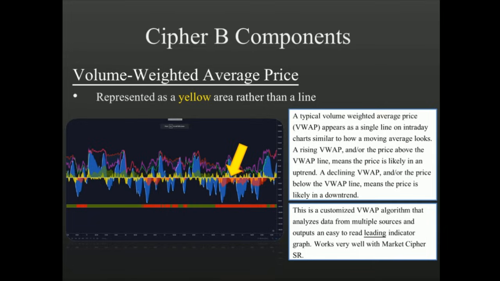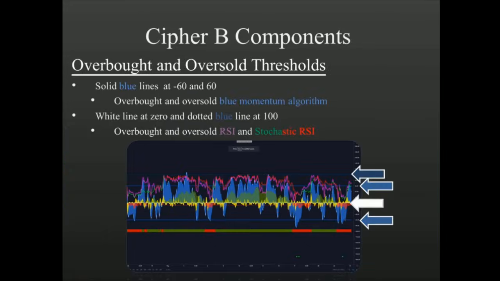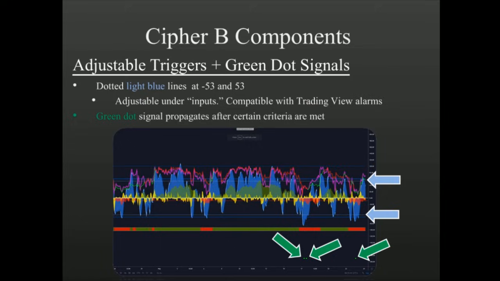at some point. All of the indicators on Cipher B are presented together between the range of -100 to 100. The MFI, momentum algorithm, and VWAP all operate on positive and negative values, whereas the RSI and stochastic RSI are heavily smoothed and operate between 0 and 100. This is to distinguish the divergences and make the indicator more visually pleasing. There are also default trigger lines set at -53 and 53 that you can adjust in the input settings. You can assign alarms to these triggers as well as the green dot buy signal with the TradingView alarm system so you never miss out on another buy signal.